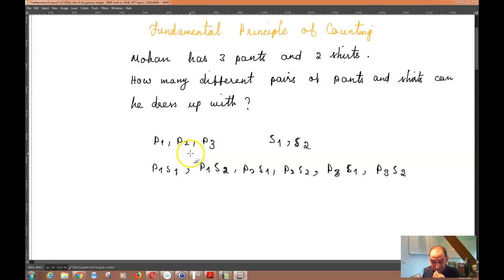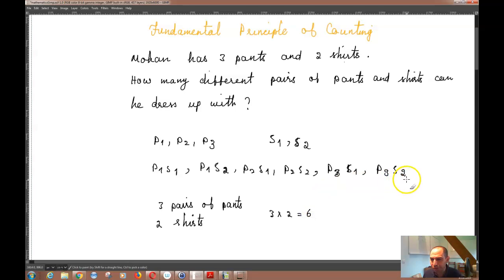Okay, so now if you pay attention to the number of pants, I had 3 pairs of pants. And I had 2 shirts here. And as you can see, if I multiply 3 by 2, I will get 6, which is the number of pairs that I've gotten here.